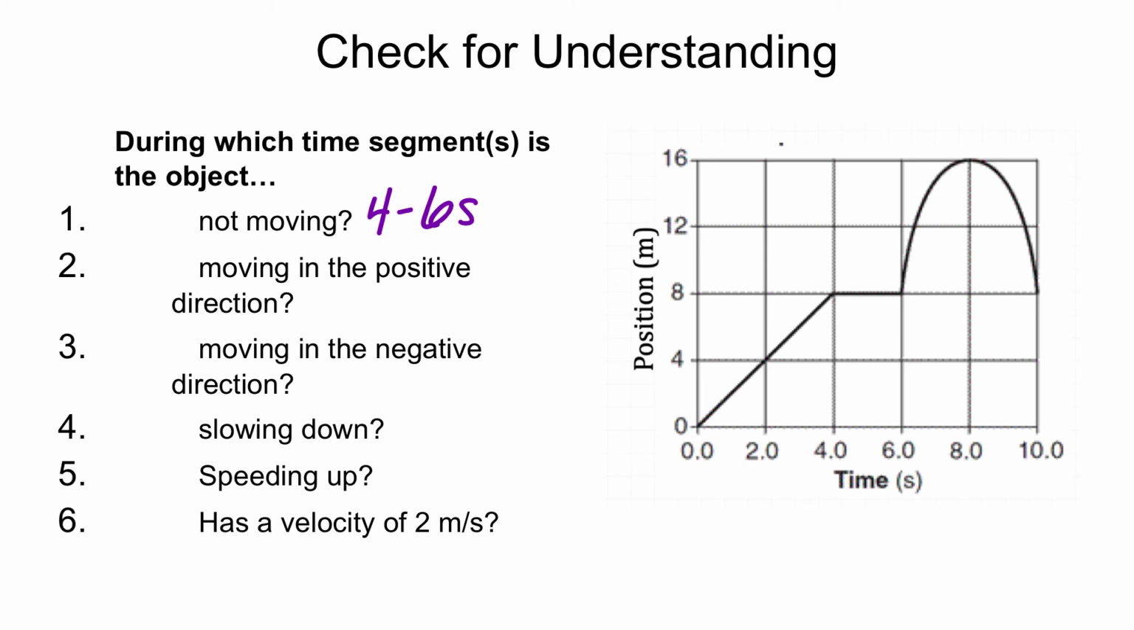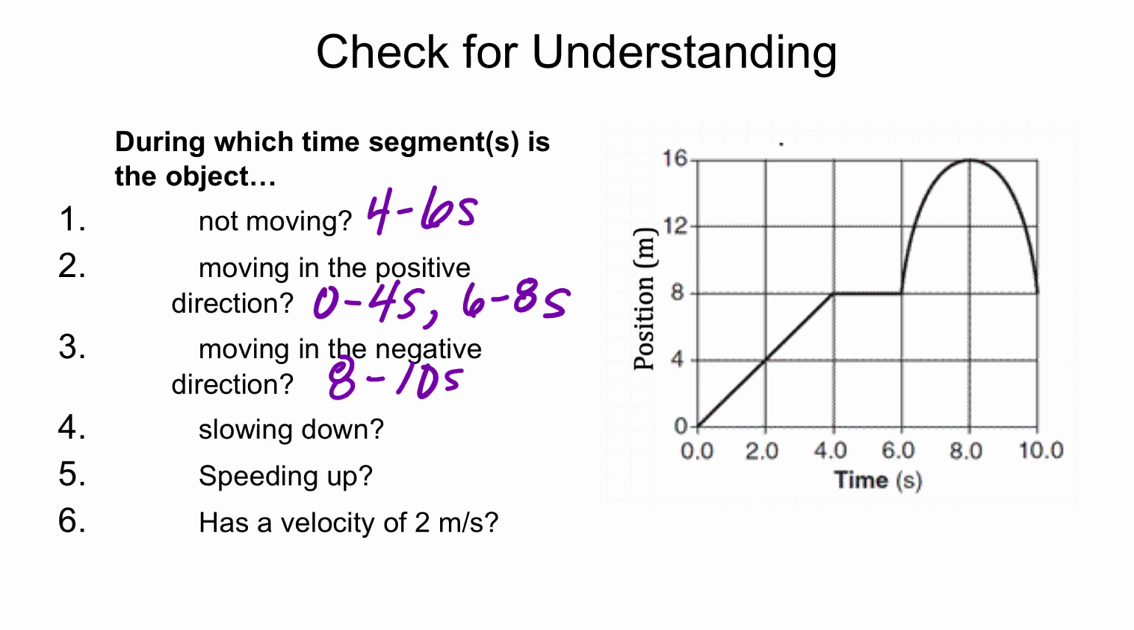Number two, when are we moving in the positive direction? Think to yourself, what am I looking for to show positive direction? I'm looking for it sloping positively or going up on the graph, and it's doing that in this case from 0 to 4 seconds, as well as 6 to 8 seconds. For number three, when are we moving in the negative direction? What are you looking for to determine that? You're looking for the line to be headed down on the graph or sloping negatively. And it is doing that at the very end of the graph from 8 to 10 seconds.